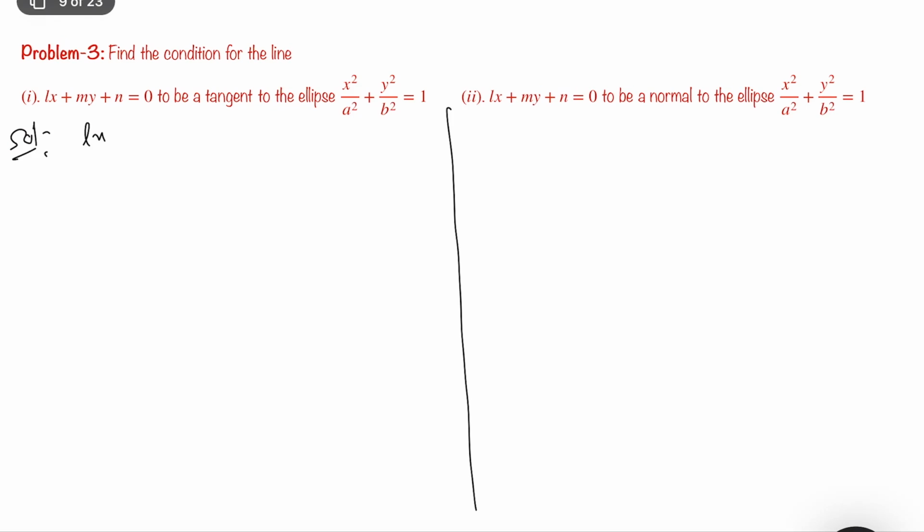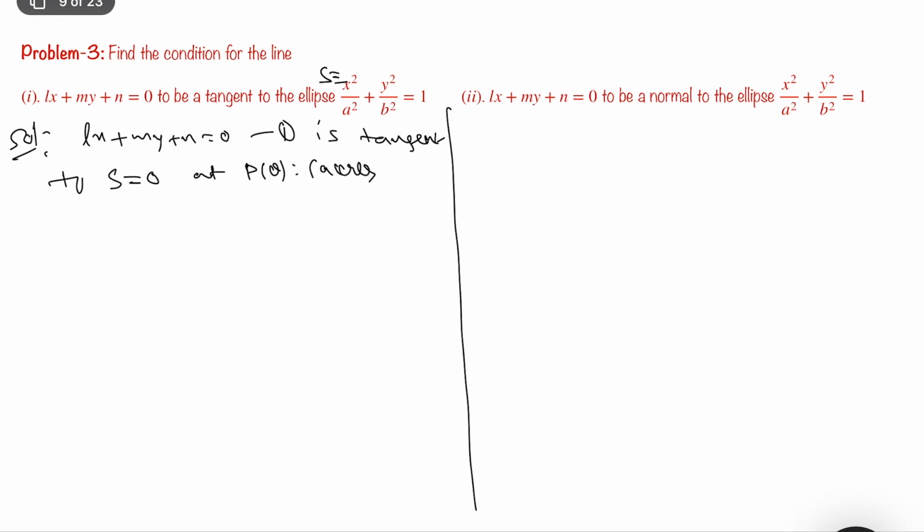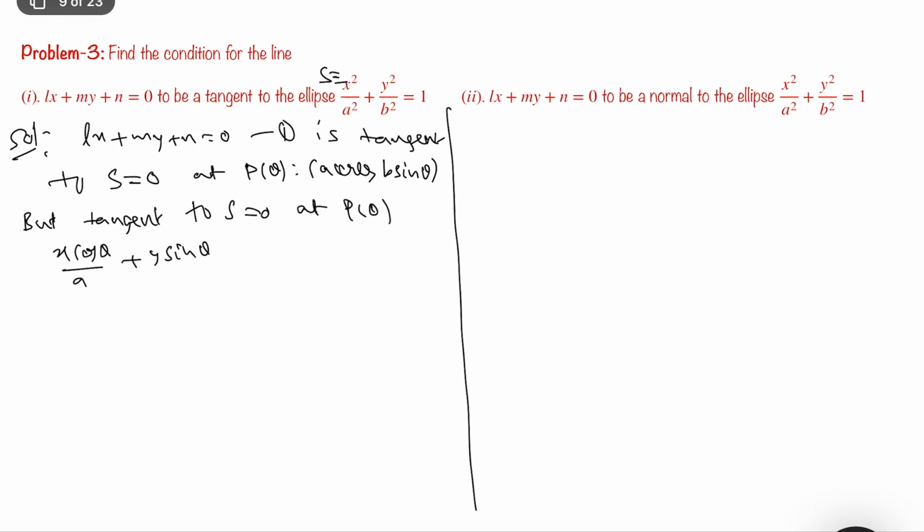Okay, first of all, let us say Lx plus My plus N equal to 0, let me call it 1. Let us say this is tangent to S equal to 0, this is S, at a point on the ellipse. At a point, let us say in parametric form, A cos theta, B sin theta. Any point should be in this form, A cos theta comma B sin theta, for some theta in 0 to 2 pi. But the tangent to S equal to 0 at P of theta is actually x cos theta by A plus y sin theta by B minus 1 equal to 0. Let's call it 2. Here 1 and 2 should be representing the same line.